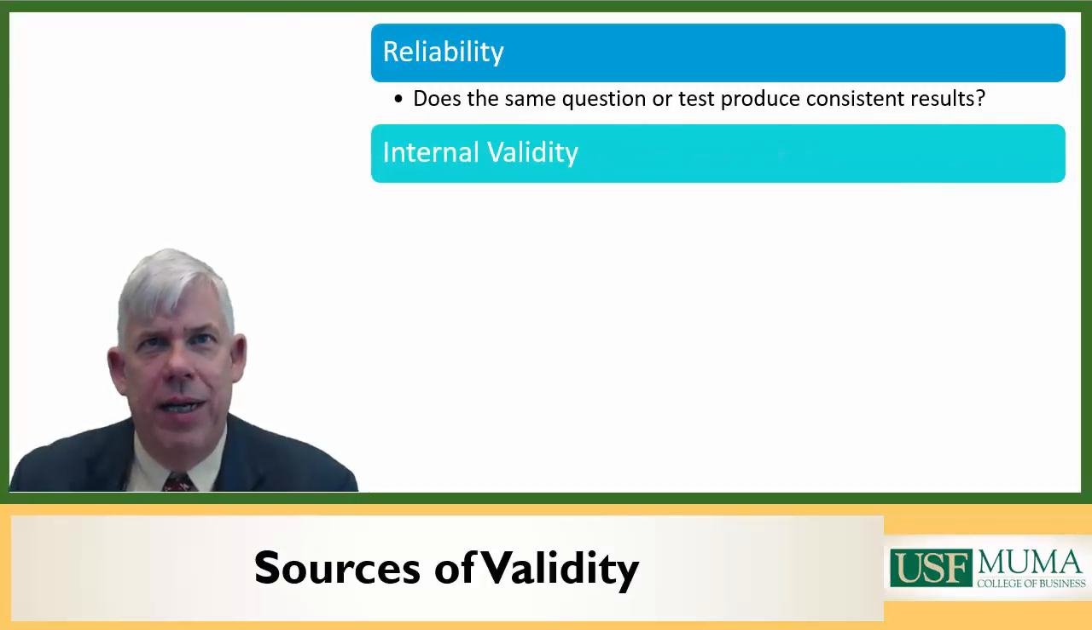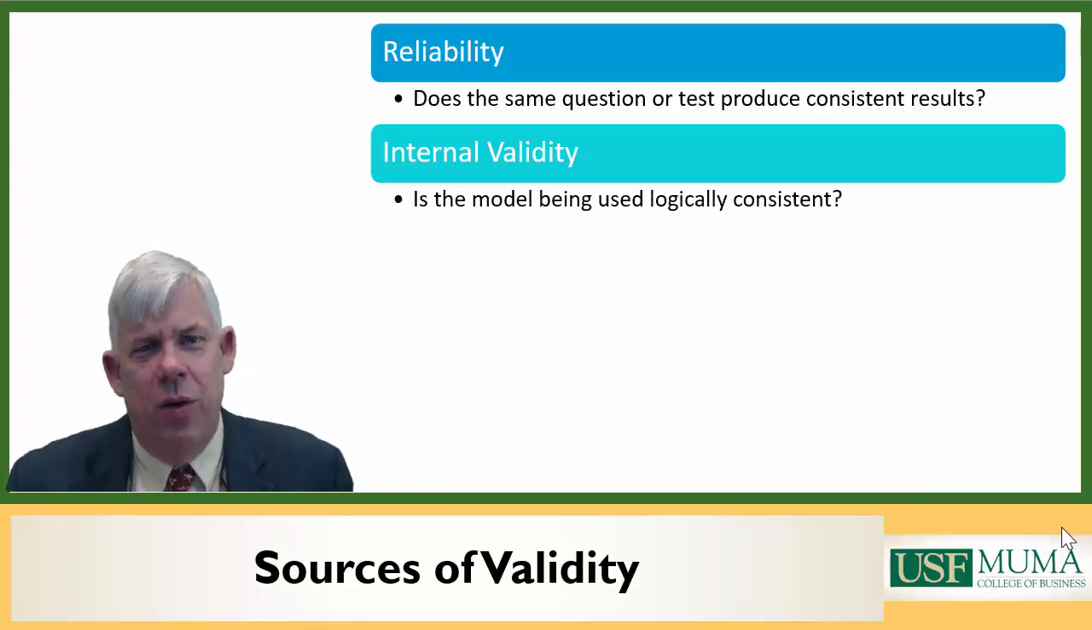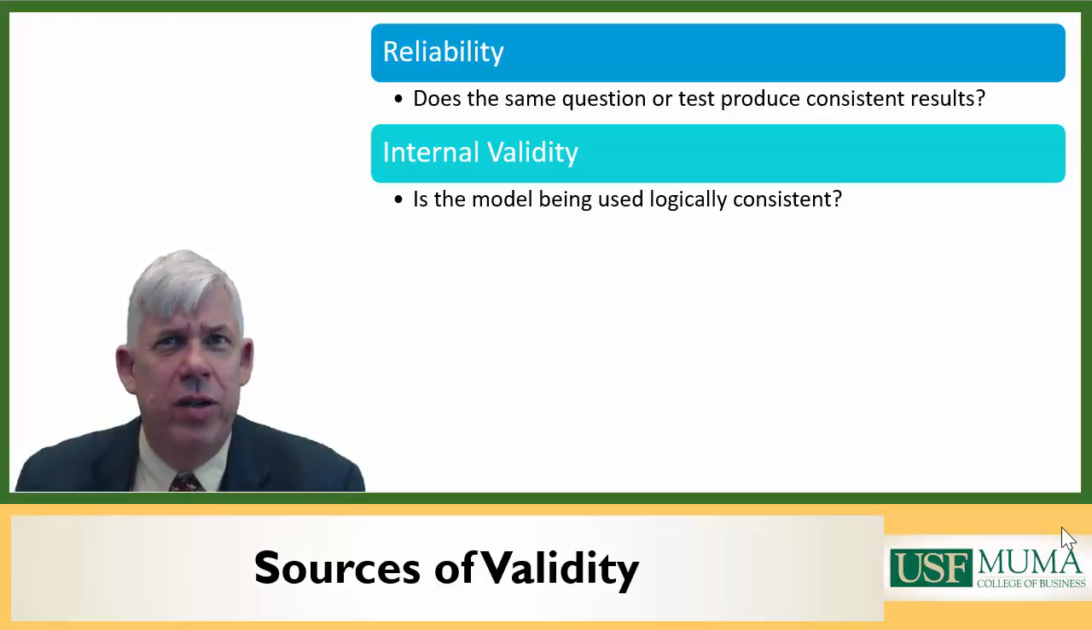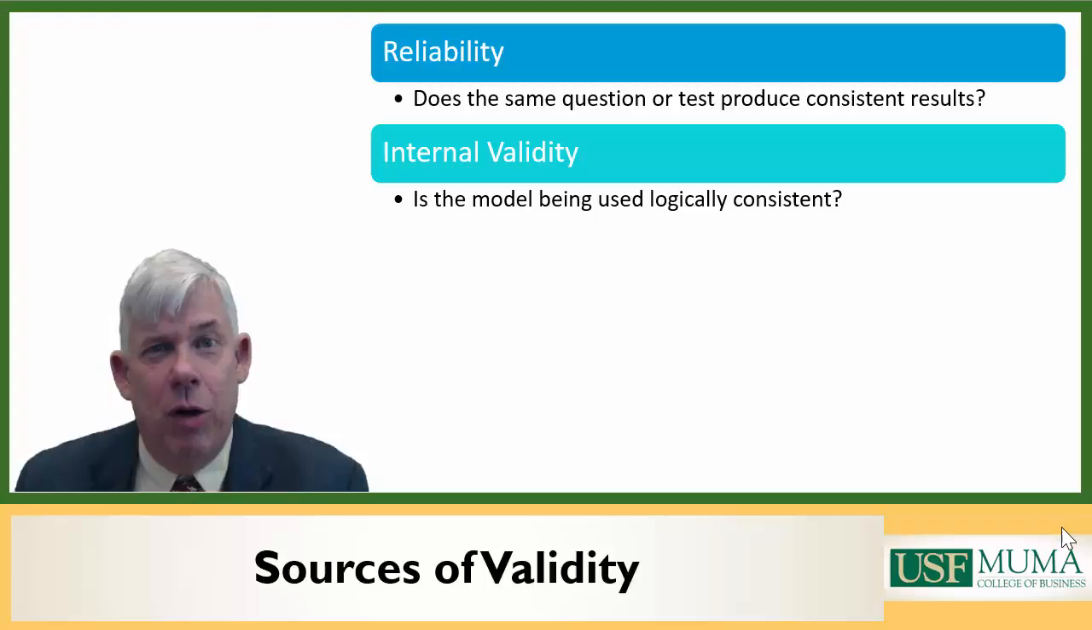Another type of validity is internal validity. And this is really the logical consistency of the research. Is your model logically consistent with itself? Is it consistent with past research? Does it make sense? And in some respects, this is what we spend a lot of time in our papers trying to justify, why it is that the theory or model we're proposing or defending or attacking is or is not internally consistent.